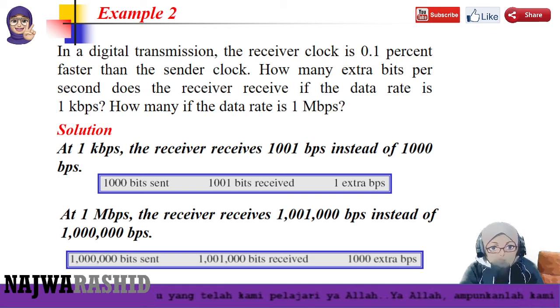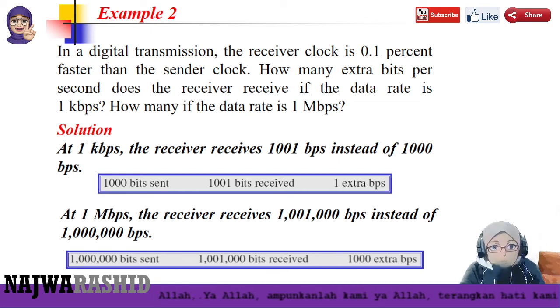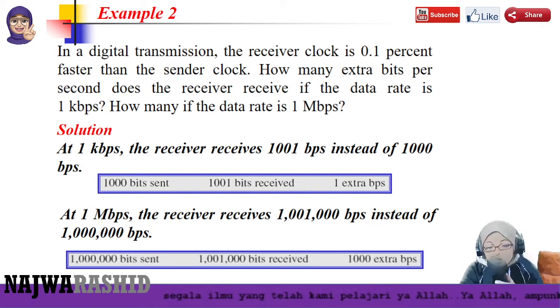Next, we look at 1 megabit per second. At 1 megabit per second, the receiver will receive an extra 1000 bits. That is the effect of the lack of synchronization between the sender and the receiver.